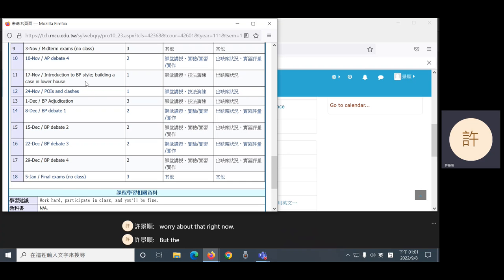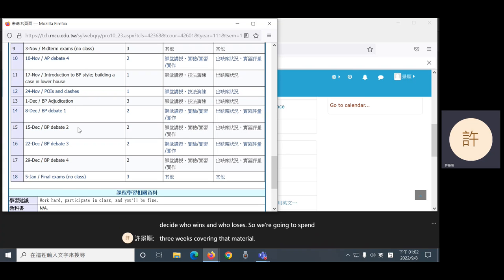But the basic idea is AP debate is two teams. BP debate is four teams. So it's a bit more complicated. That week we will focus on how to debate from the third and fourth teams. And because there are four teams instead of two, that will influence how you do clashes and POI. And it will also influence how the judge will decide who wins and who loses. So we're going to spend 3 weeks covering that material.